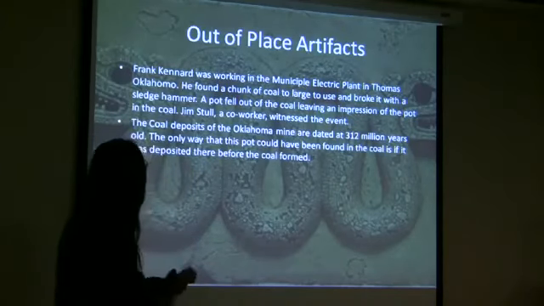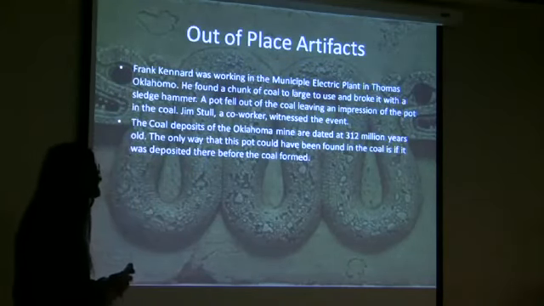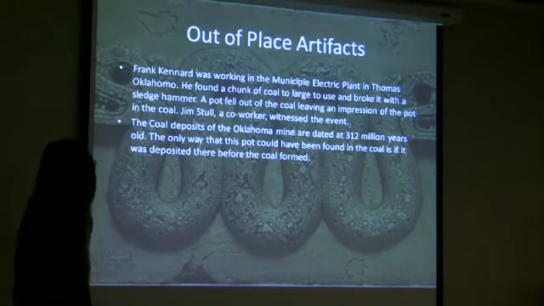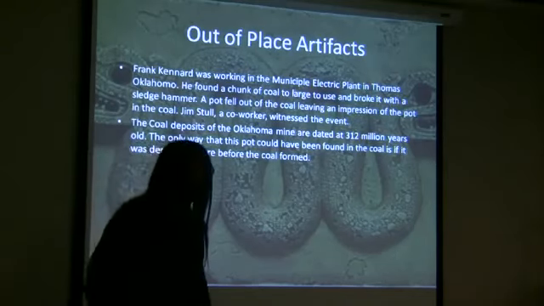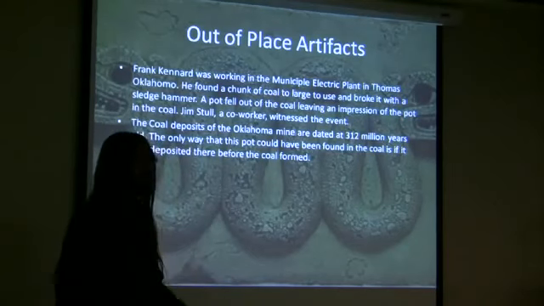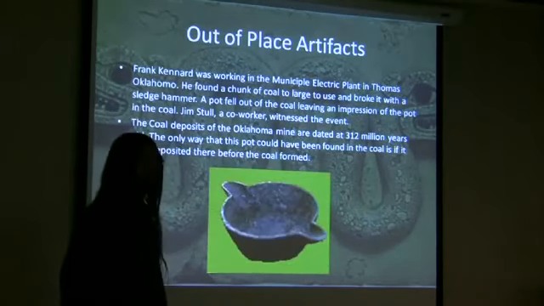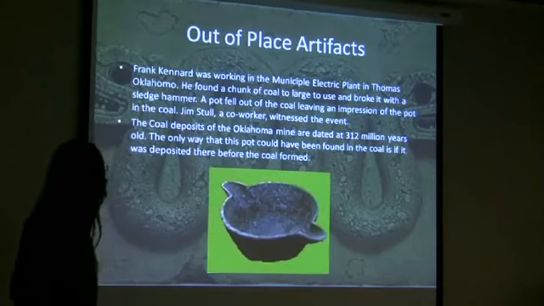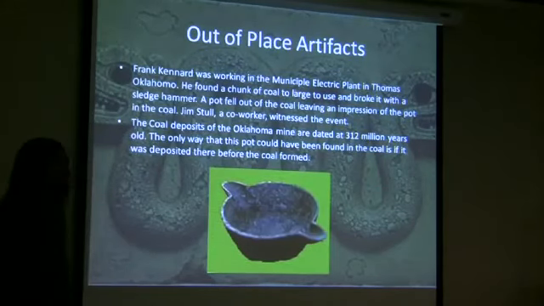The coal deposits of the Oklahoma mine are dated at 312 million years old. The only way the pot could have been found in the coal is if it was deposited there before the coal actually formed, and there's a picture of the pot. Okay, so that thing falls out of a chunk of coal that's at least 312 million years old. It's probably just erosion, right?